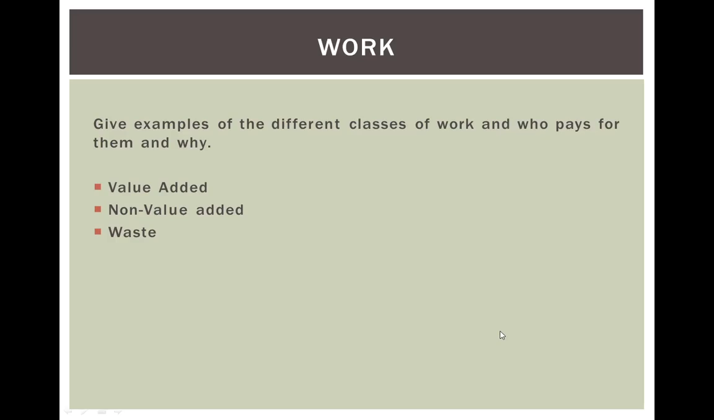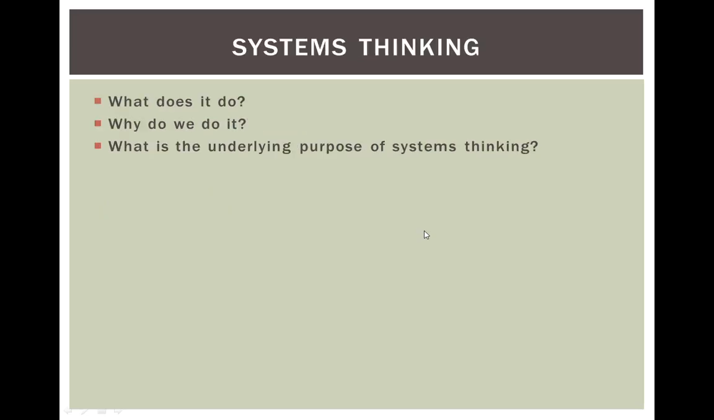Okay. So we talked about work, and we talked about value added, non-value added, and waste. You need to be familiar with those concepts, be able to give an example of them, and talk about who is actually paying for them. Where does the money directly come from to pay for each of those categories of work?